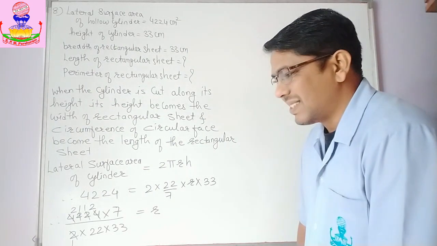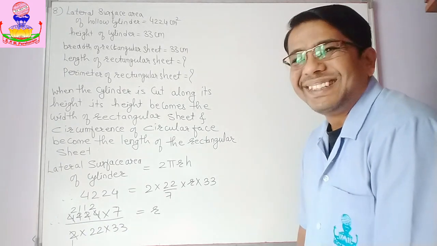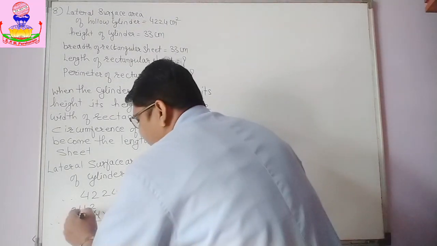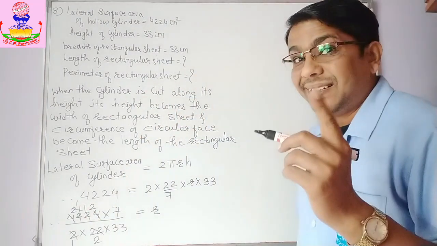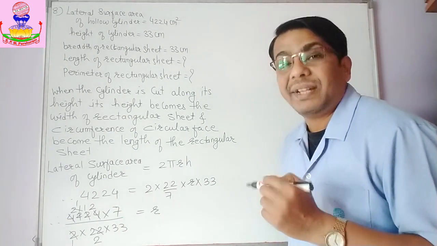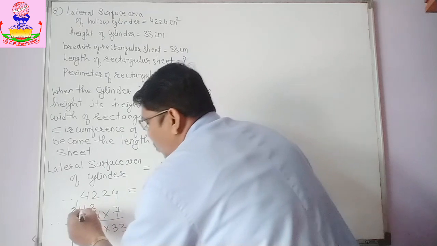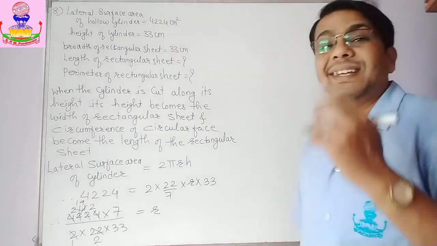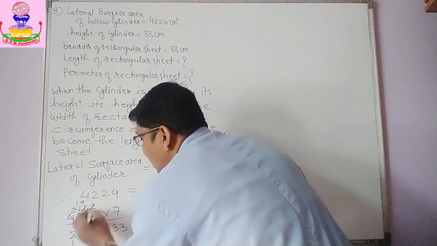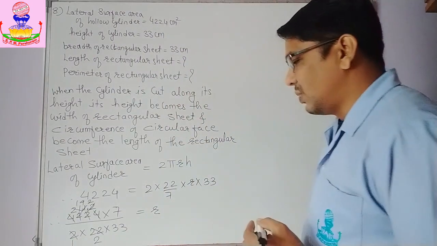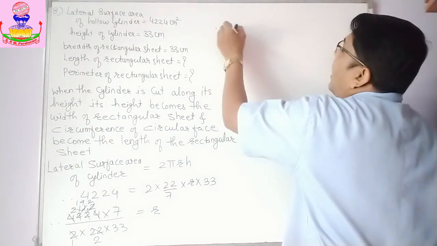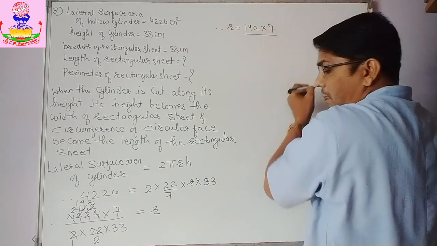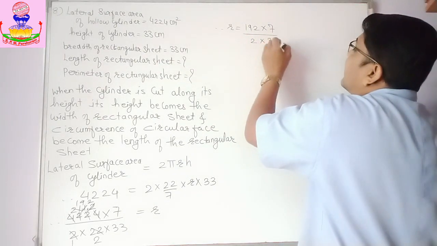Okay. Now, do I know the tables? I know the tables. Right? 11 twos are 22. 11 ones are 11. Remainder 10. Okay. 21 minus 11, 10. Okay. So it becomes 101. So 11 nines are 99. 101 minus 99, 2. So it becomes 22. So 11 twos are 22. So what you got? R is equal to 192 into 7 upon 2 into 33.